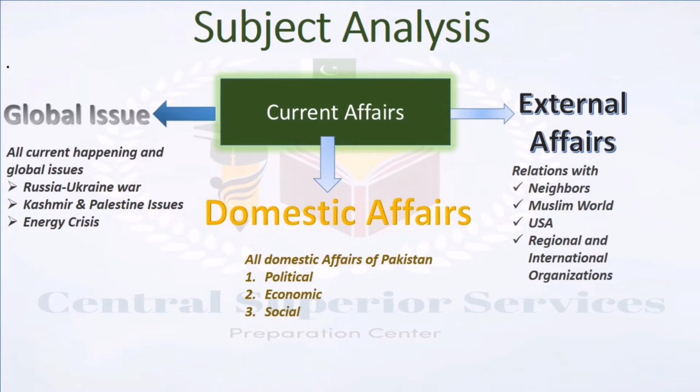If we discuss the syllabus analysis of the current affairs paper, the syllabus has been divided into three major areas: domestic affairs, external affairs and global issues. All of the domestic affairs of Pakistan, such as political, economic, along with social issues, comprise the first part. Relations with the neighbors, Muslim world, USA and regional as well as international organizations are the features of external affairs of Pakistan. Global issues constitute all the current issues like the Russia-Ukraine war and the energy crisis of the globe, as well as decades-old global issues like the Kashmir issue and the Palestine issue. At least two questions appear from all the three areas, but external affairs and global issues are majorly focused.